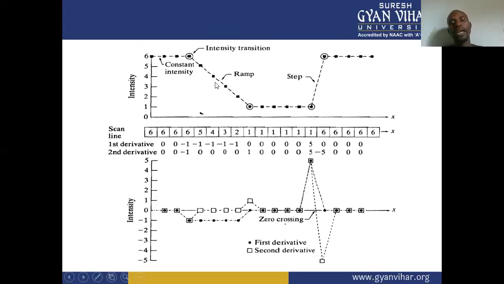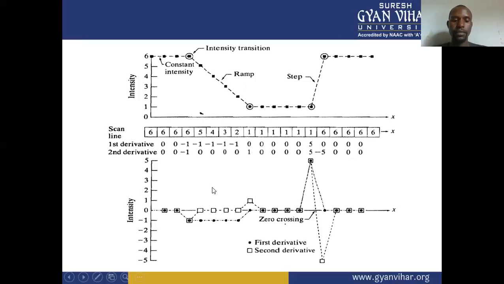Now the ramp, similarly, we start from 6 down to 1. So you can see it's non-zero. And similarly, here we have a constant where the value is 1. Then we have a step, where the values are changing from 1 to 6, so it is non-zero. The differences of this first order derivative are going to be 0, negative 1, 0, 5, and 0 respectively.